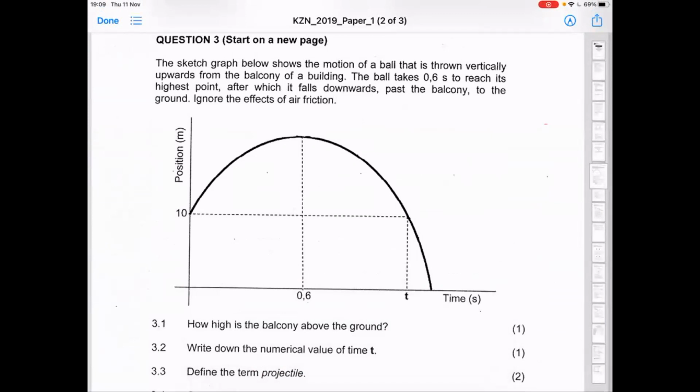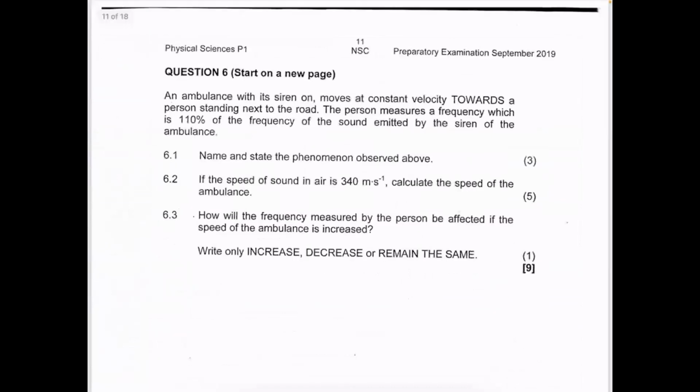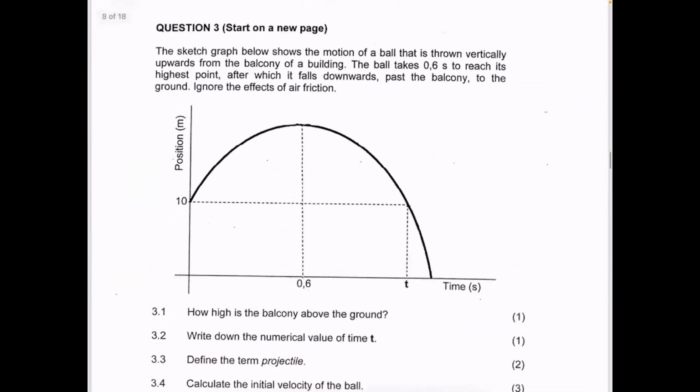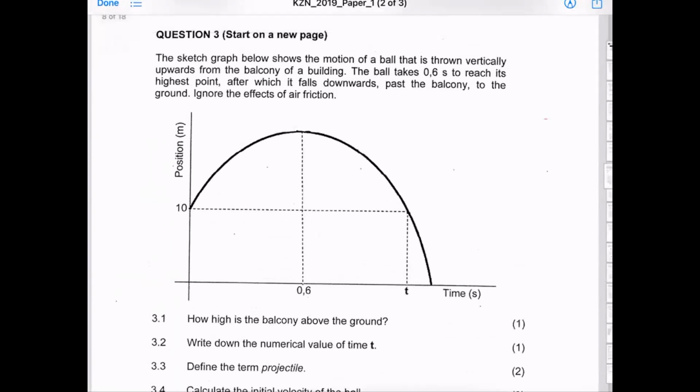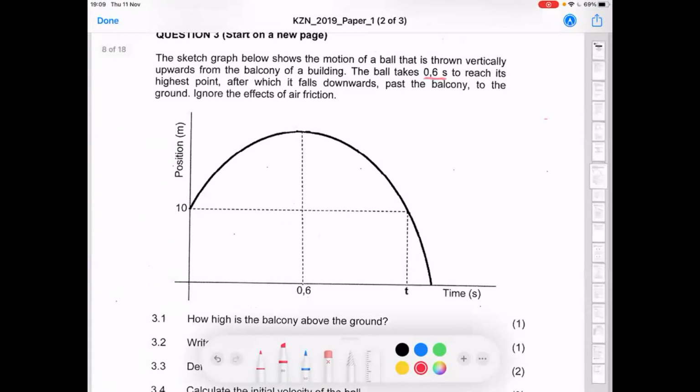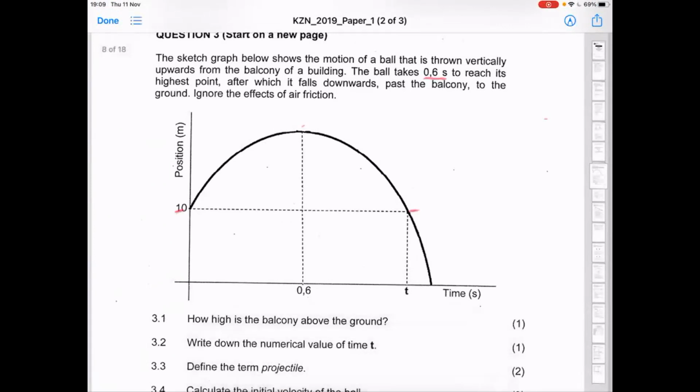Okay, so question 3 from the 2019 paper. The sketch graph below shows the motion of a ball that is thrown vertically upwards from the balcony of a building. The ball takes 0.6 seconds to reach its highest point, after which it falls downwards past the balcony. So this dashed line here, past the balcony to the ground. Ignore the effects of air friction.